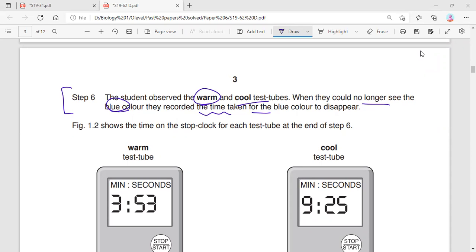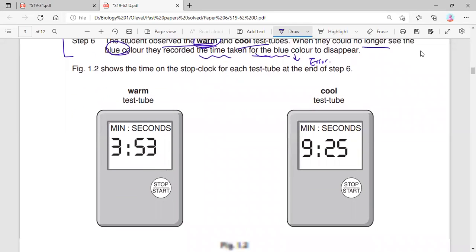The other error was the color. We know that judging the color by the eye is difficult. It is difficult to know exactly when the end point is where the color changed. And we said to improve this, we should use a colorimeter. So here we could write, this is an error, which is observing the 2 test tubes at the same time. And number 2, observing the color using your eyes. This is another error.